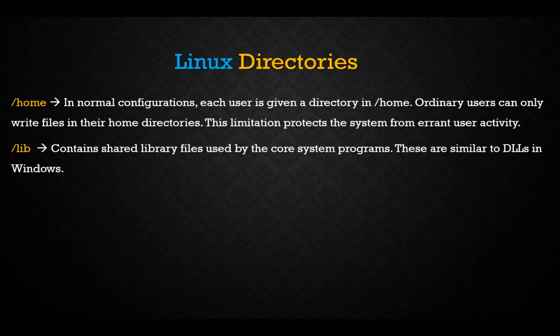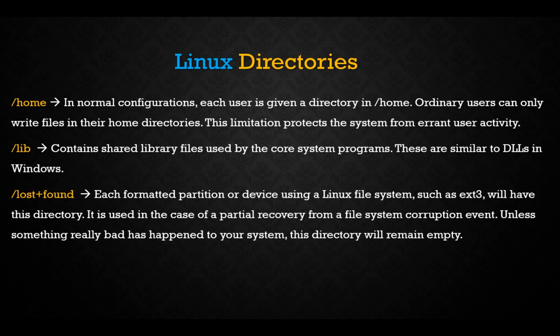And then /lib. It contains shared library files used by the core system programs. These are similar to DLLs in Windows. /lost+found: each formatted partition or device using a Linux file system such as ext3 will have this directory. It is used in the case of partial recovery from a file system corruption event. Unless something really bad has happened to your system, this directory will remain empty.